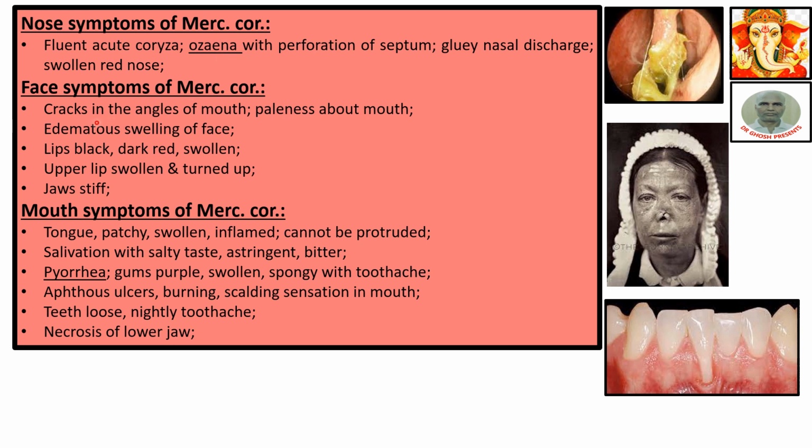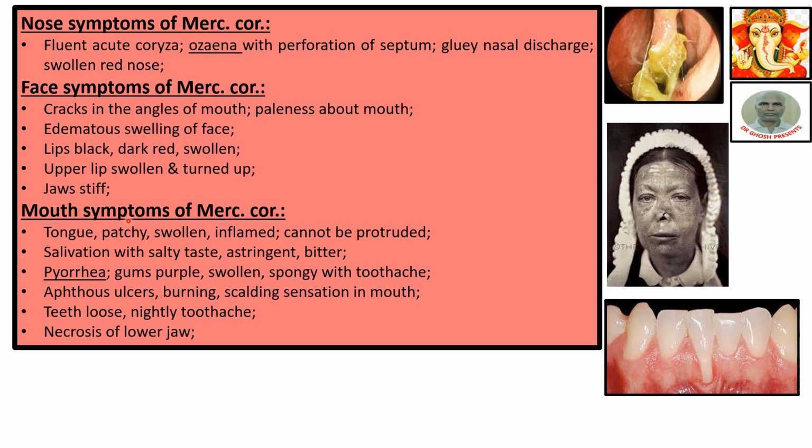Face symptoms of Mercur: cracks in angles of mouth, paleness about mouth, edemata, swelling of face, lips black, dark, red, swollen, upper lip swollen and turned up, jaws stiff. Mouth symptoms of Mercur: tongue patchy, swollen, inflamed, cannot be protruded.